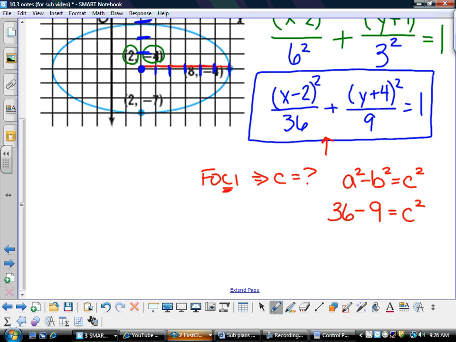Remember, the 36 is already a squared, and the 9 is already b squared, so just do 36 minus 9 equals c squared. It's not a very nice number. 36 minus 9 is 27. So c, not a very nice number, is the square root of 27. Looking back at our notes, what does that mean? Well, that means that the distance from the center to a focus is the square root of 27.